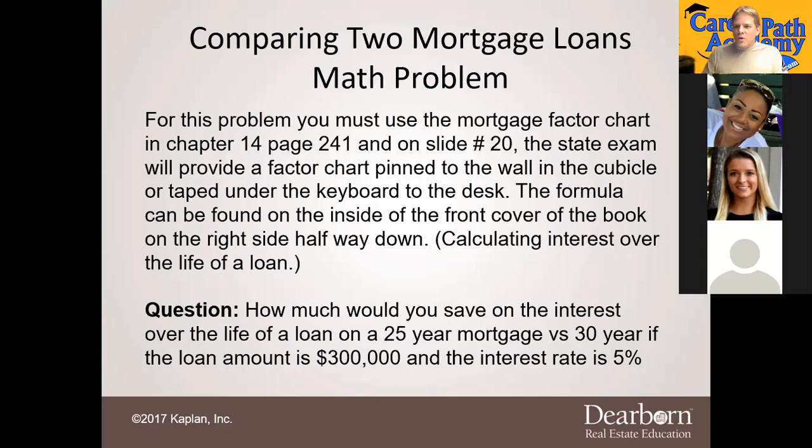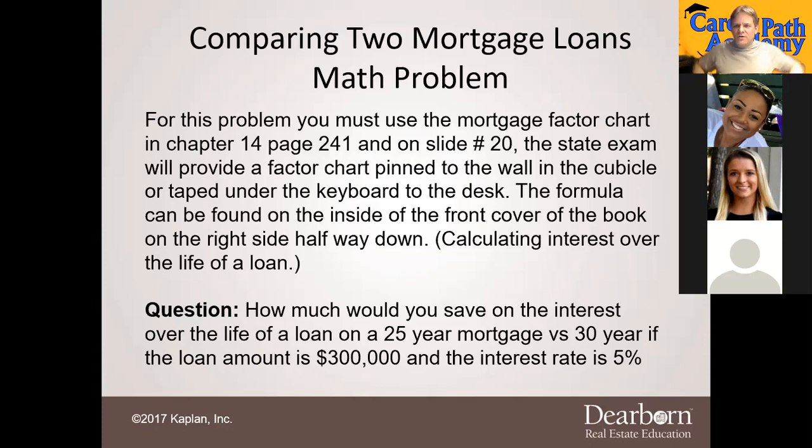What you guys need to do now is pull out your scrap paper, and you're going to need to figure out separately for each loan all the figures. What is the mortgage factor on a 25-year loan at 5% interest? And what is the mortgage factor for a 30-year loan at 5% interest?